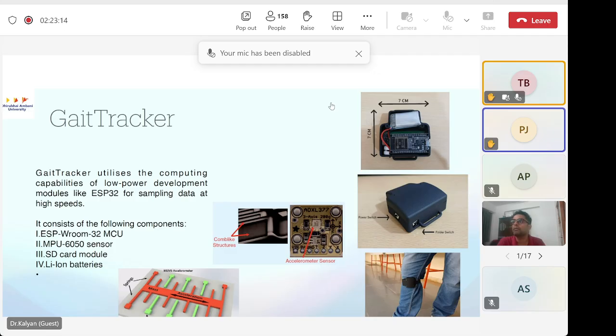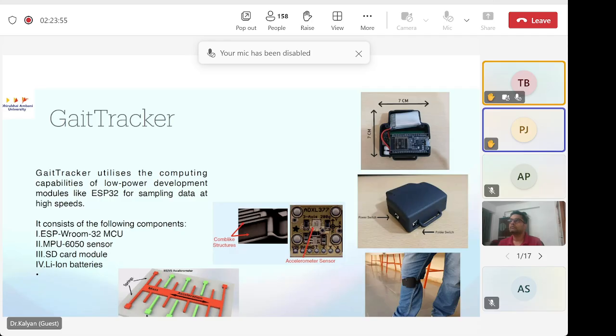This MPU 6050 is a 6-axis sensor. It consists of two individual sensors: an accelerometer and a gyroscope. The accelerometer is a 3-axis accelerometer, so it calculates the acceleration or the force in X, Y, and Z directions. Similarly, the gyroscope calculates the movement of your leg in X, Y, and Z directions. So we utilized the capabilities of this IMU sensor and extracted a lot of gait-related features from the data coming from it.